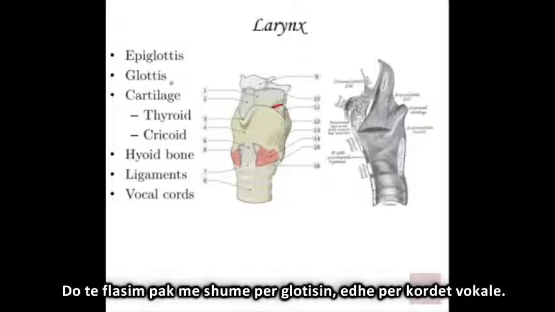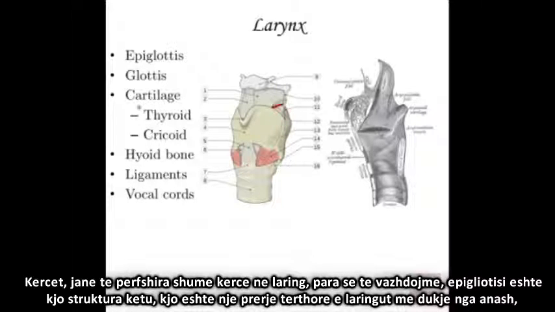And we'll talk more about the glottis in a bit with respect to the vocal folds or vocal cords. The cartilage, there's a lot of cartilage involved with the larynx. Real quick before I move on, the epiglottis is this structure right here. This is a cross-section, once again, a sagittal cross-section to the larynx.